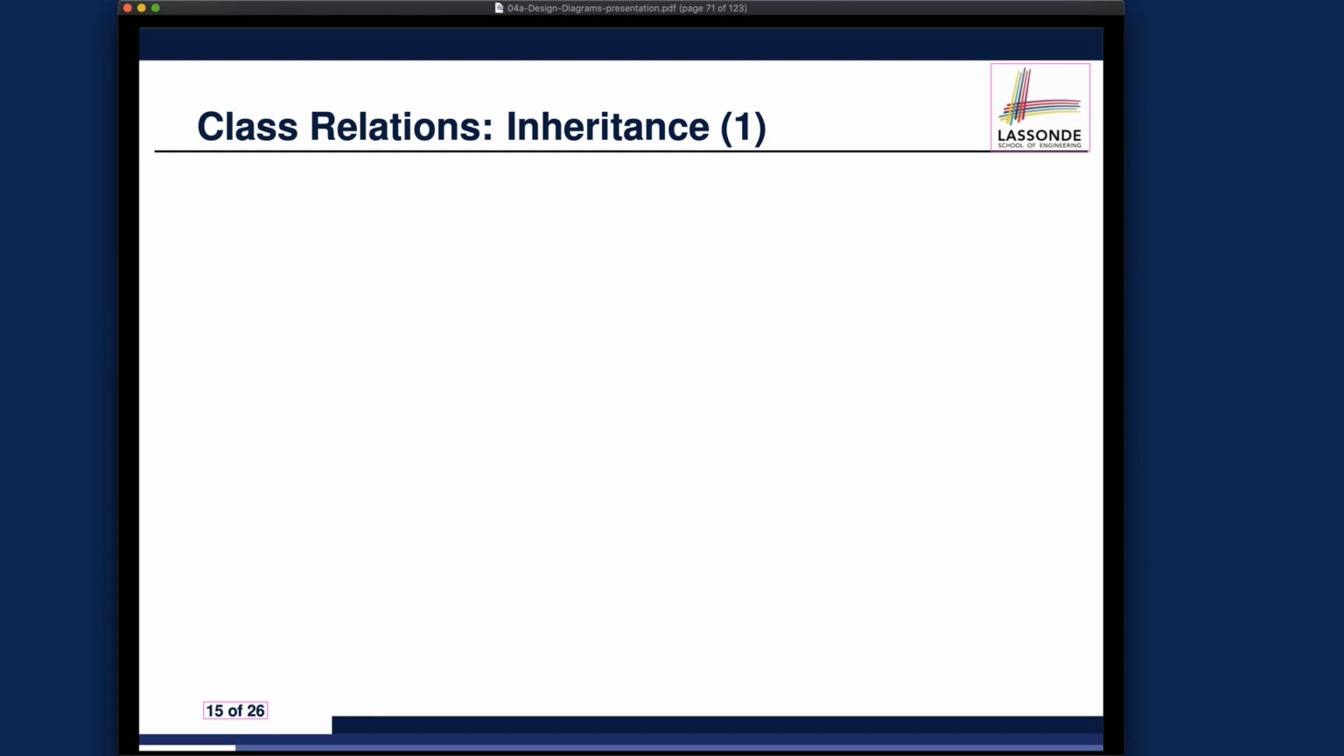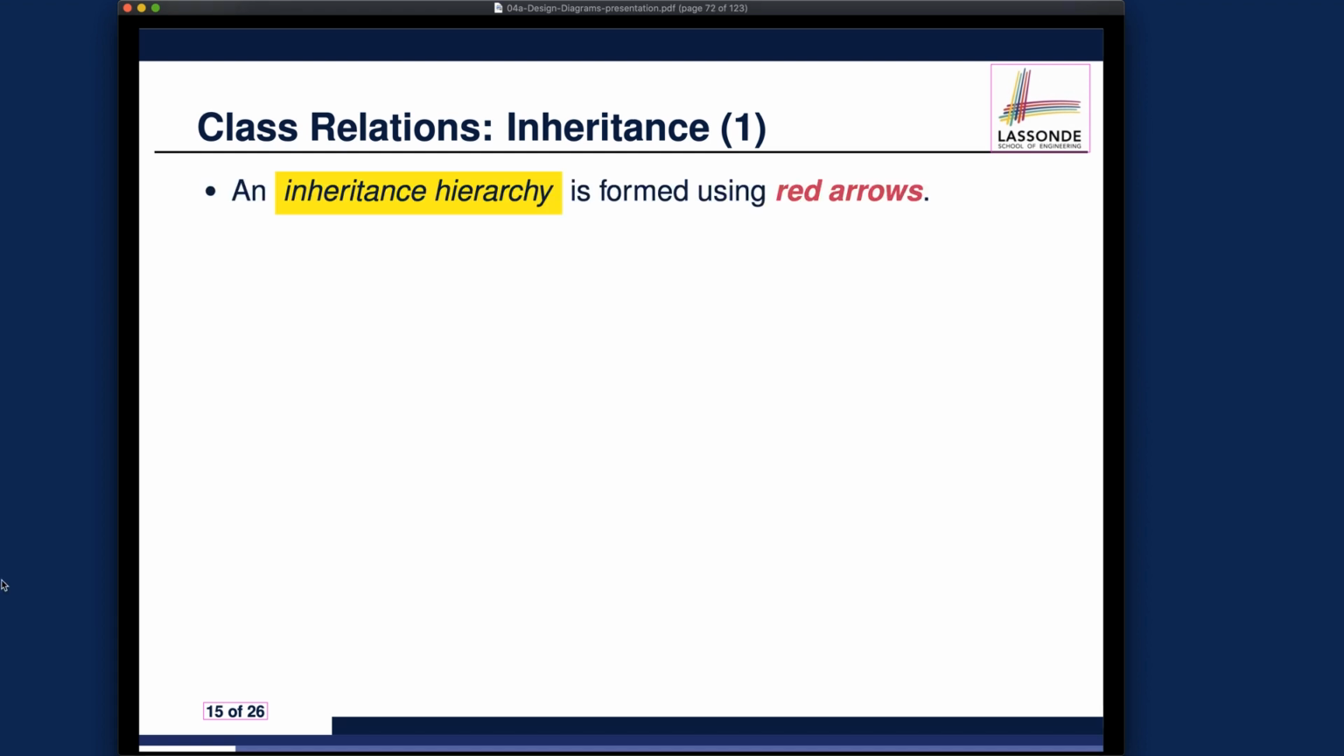There are two common architecture relations you have to be aware of. One is about inheritance, the other one is about client-supplier. Let's talk about inheritance first. The way we draw it on the diagram is by using a red arrow, which means the direction is very important. We go from the child to the parents.